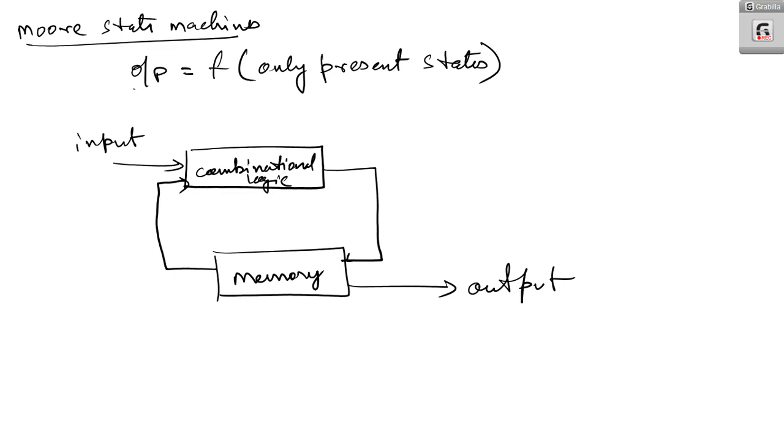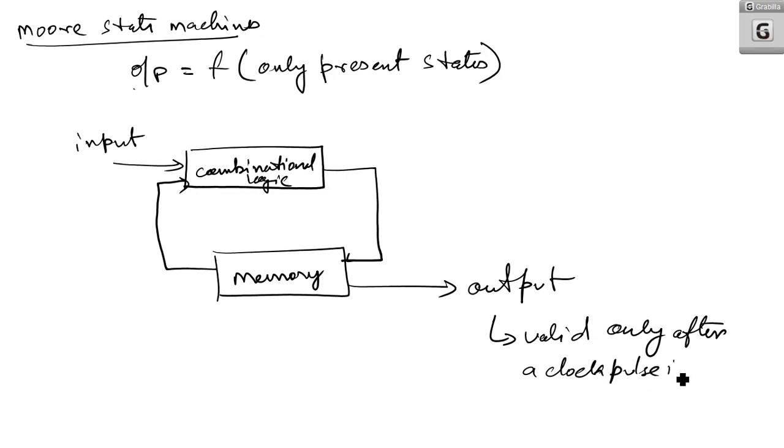Again, here what happens? The output is valid only after transition of state, only after a clock pulse. That is transition of state.